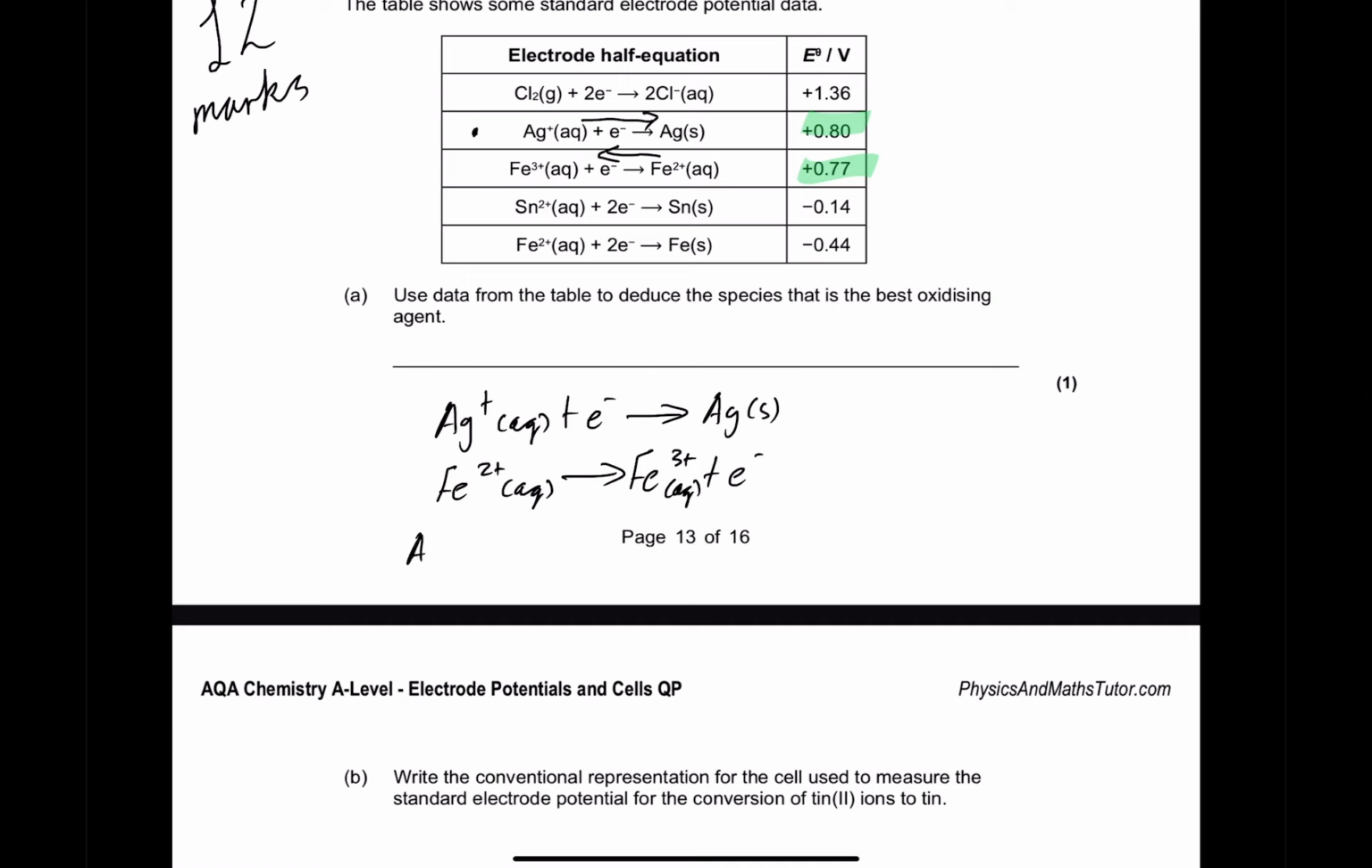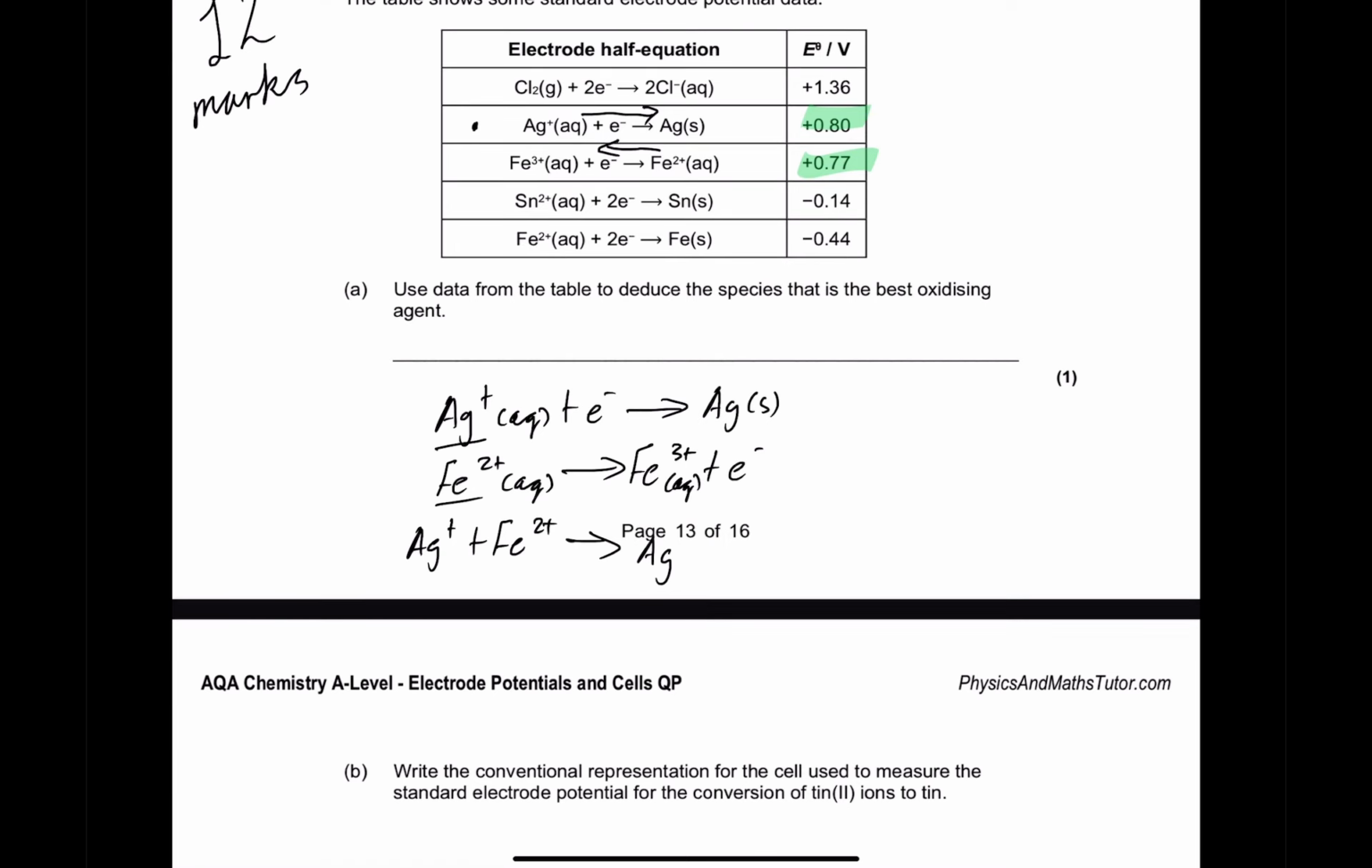We both have one electron on either side, so you can just write them together. So Ag+ plus Fe2+, and now I should write the state of matter, but I'm just trying to save time. You already know what I mean. You obviously write your state symbols, but you can see what I'm talking about here, right? Ag+ plus Fe2+ goes to form Ag plus Fe3+.